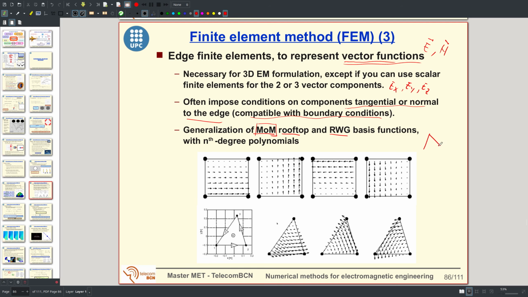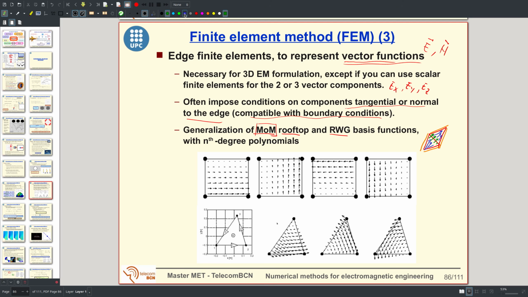In the case of Rao-Wilton-Glisson basis functions, we had vector basis functions that have the property that the vector field that you discretize is tangent to the boundary of the basis function and is normal to the inner edge of the basis functions. And these similar conditions exist for vector finite elements.